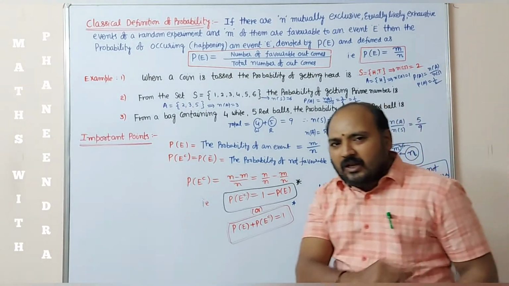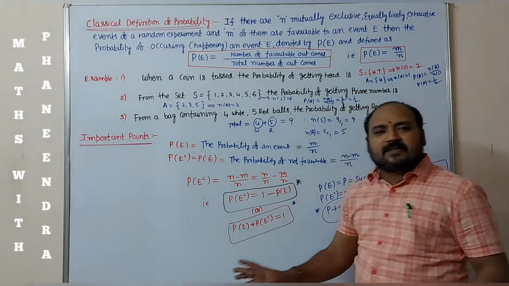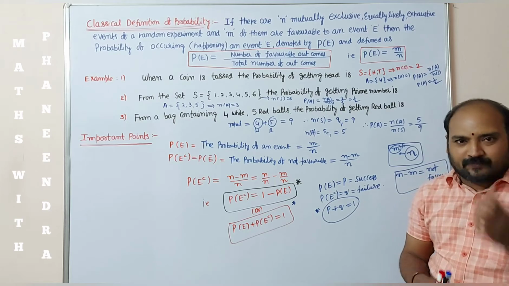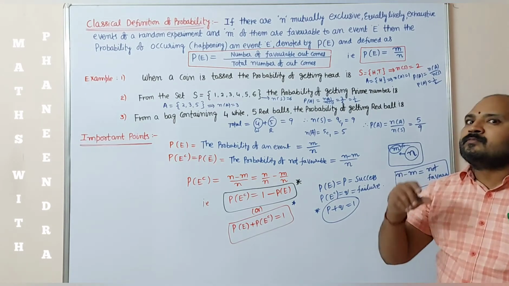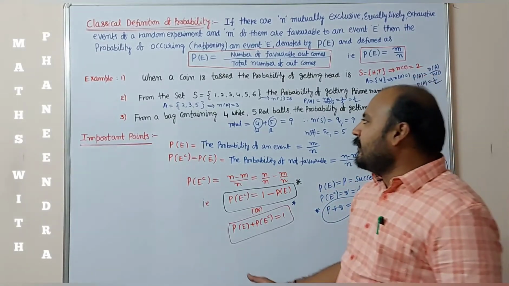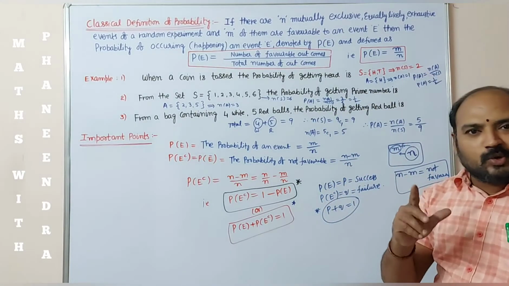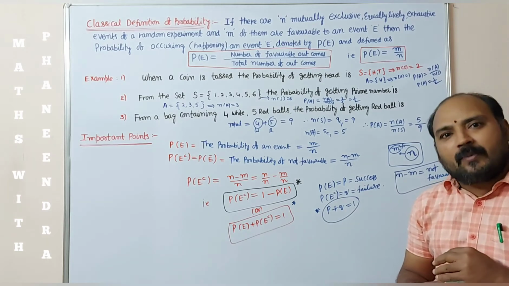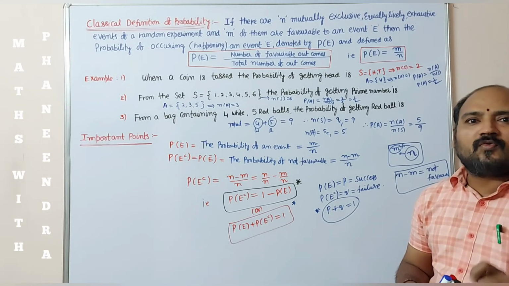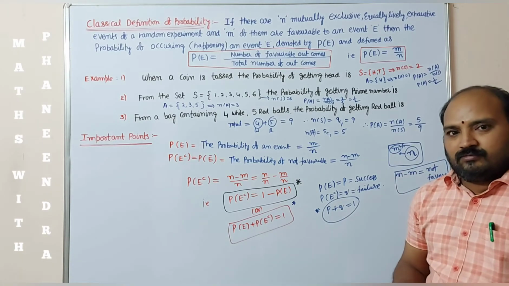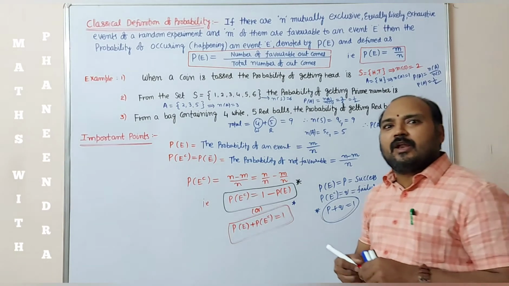For example, S is a sample space of the random experiment of rolling a die. So rolling a die means S is equal to 1, 2, 3, 4, 5, 6 will come. What is the probability of getting the number 1?